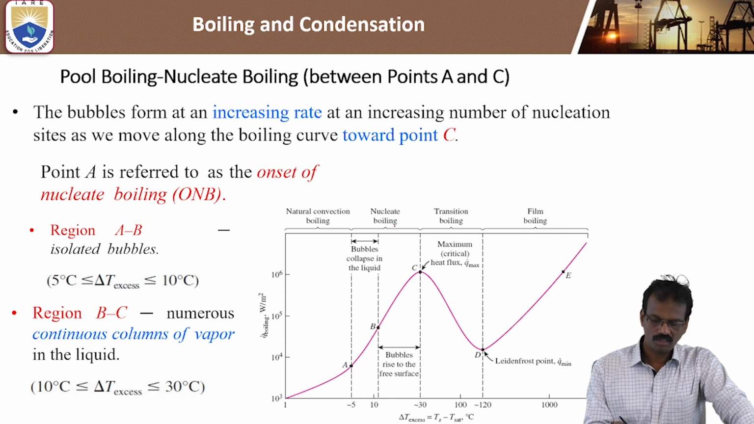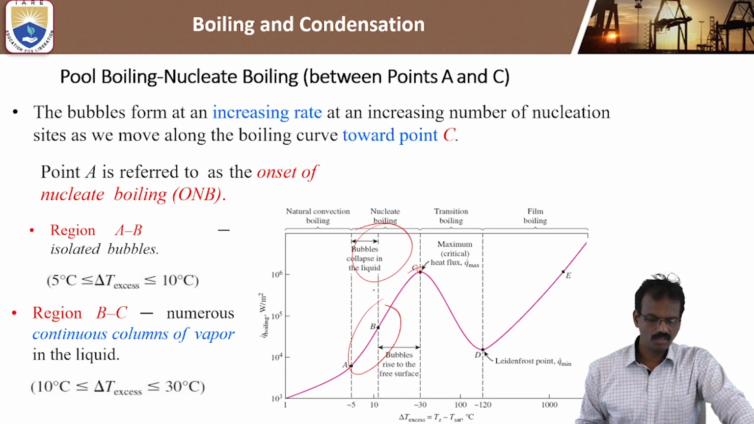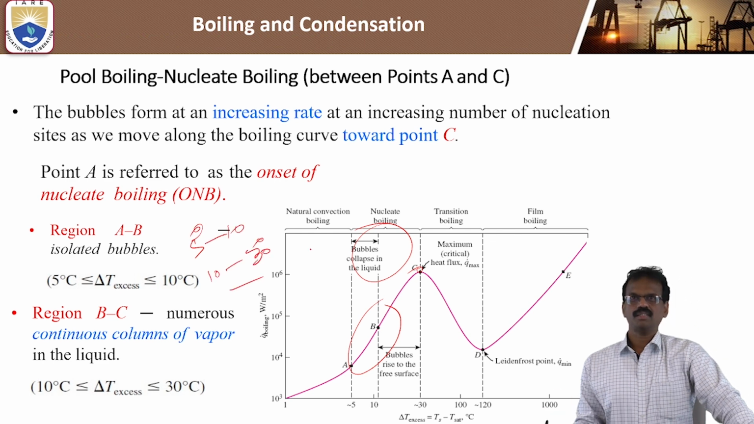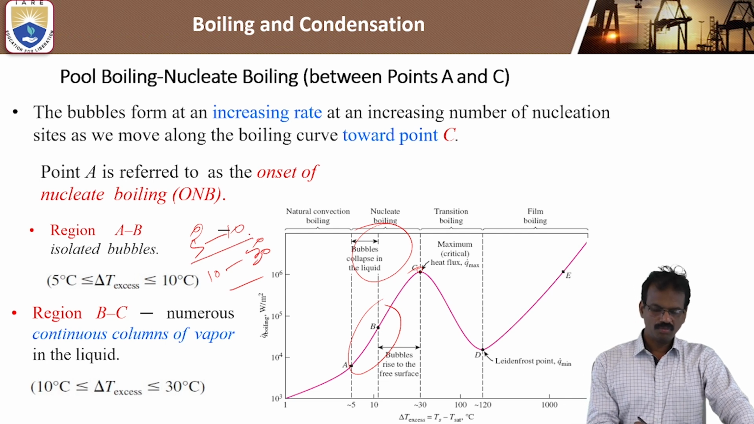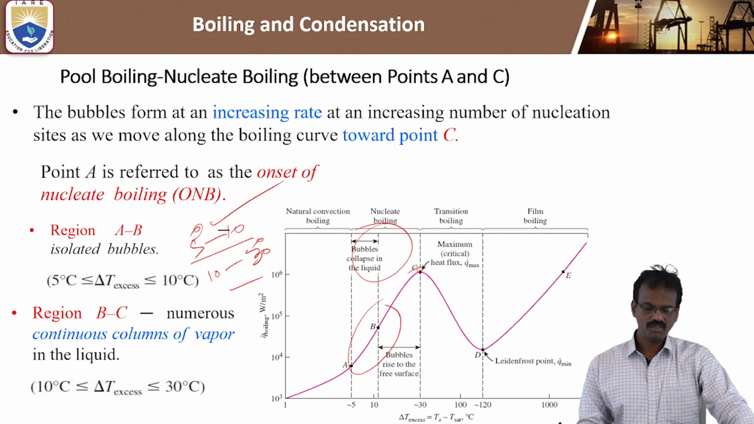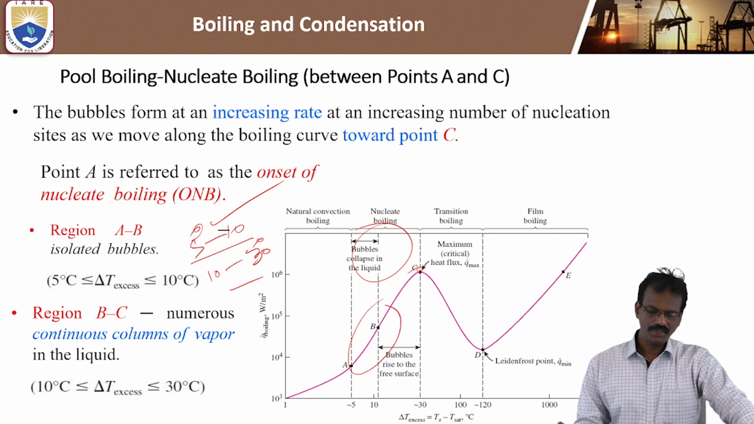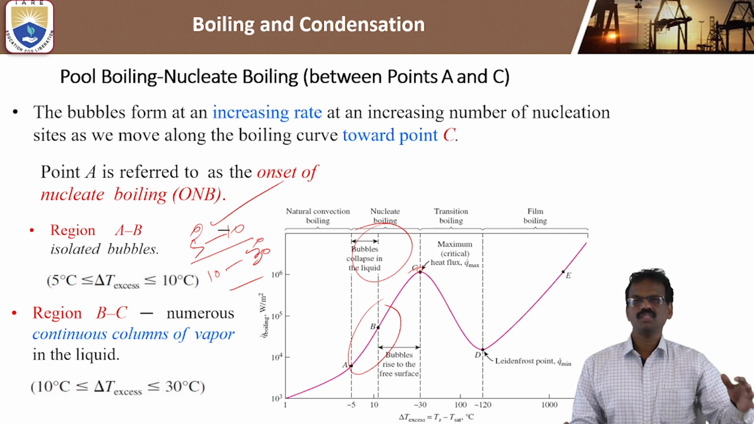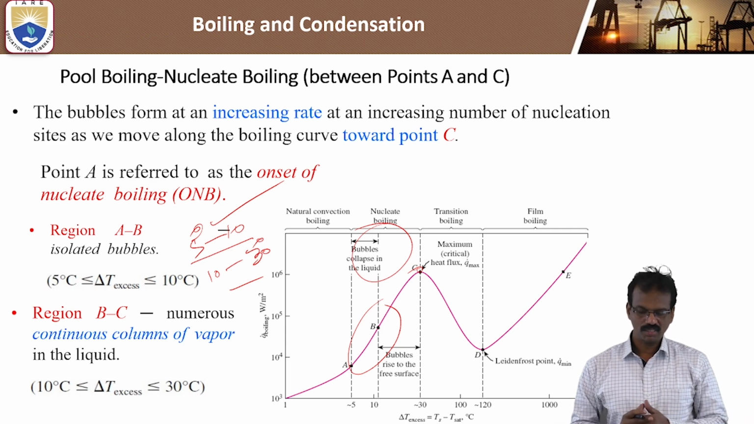nucleate boiling. We already saw this range, point A to C, that is 5 to 10, next 10 to 30 degrees Celsius excess temperature. At 5 to 10 we will see bubble formation, but those bubbles collapse and form as liquid because the temperature of the liquid is less than the saturation temperature.